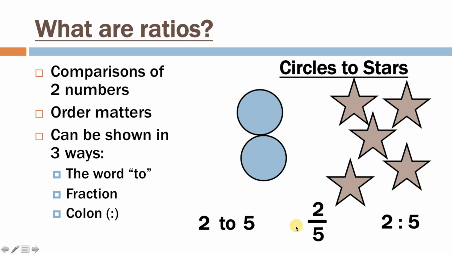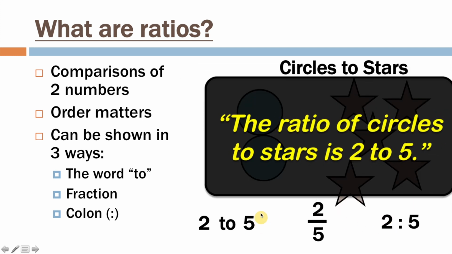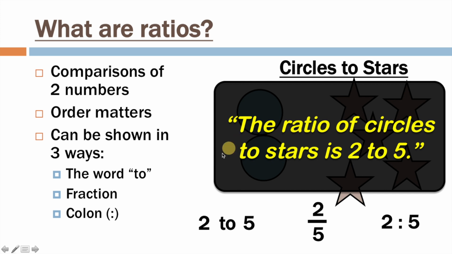Now here's the important thing. I have students all the time that say, okay, this is 2 to 5, and that's 2/5, and that's 2 colon 5. And now even though they're shown differently, you always read them the same way. You always read them with the word "to" because we're talking about a ratio. So when we're reading this, we're going to say the ratio of circles to stars is 2 to 5.